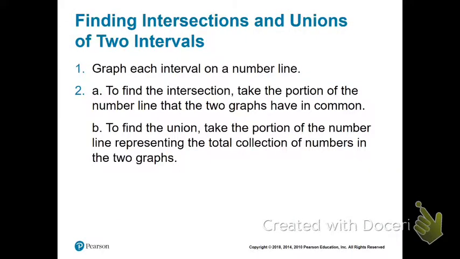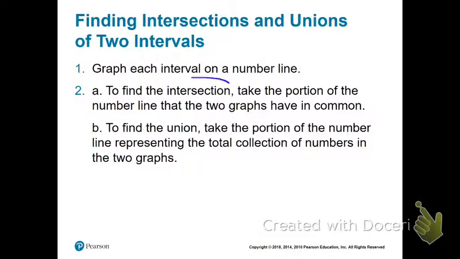All right, to find intersections and unions of two intervals, we're going to graph each interval on the number line, and then if we want to find the intersection, we're going to take the portion of the number line that the two graphs have in common. So remember, intersection is where something crosses. When you think about the intersection of two lines, it's where they cross each other. Think about the x-intercept, it's where the line crosses the x-axis. Y-intercept is where it crosses the y-axis. So to find the intersection of these two intervals, we're going to find where they cross. We're going to find where their graphs overlap.